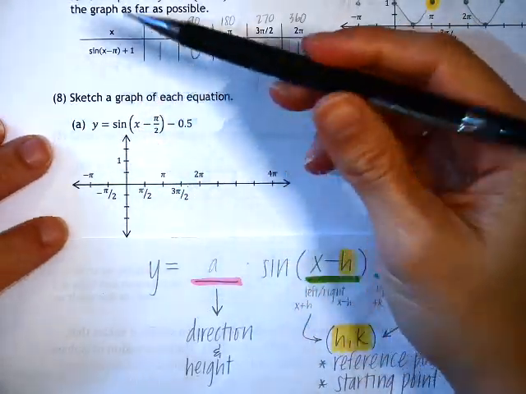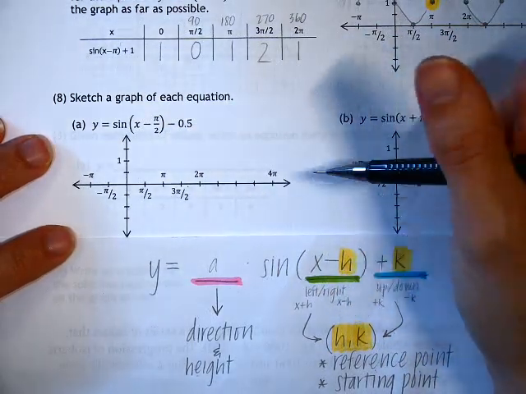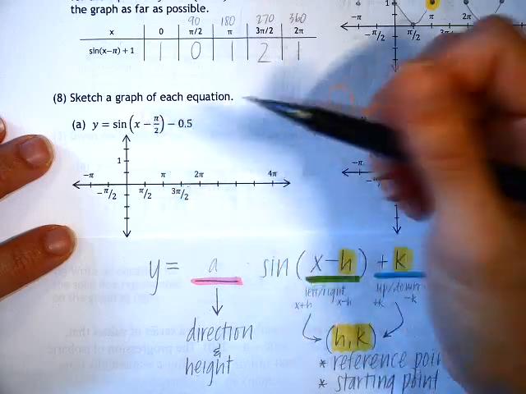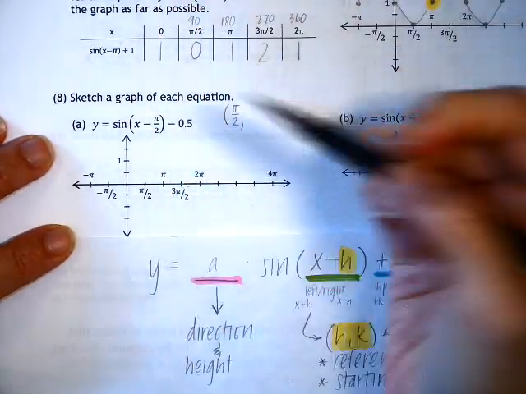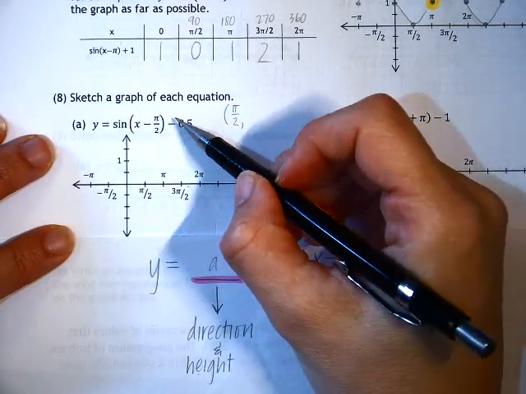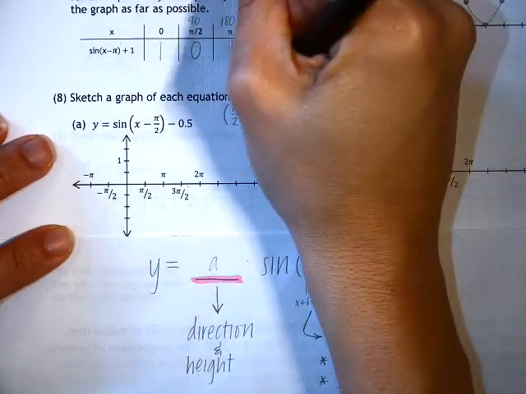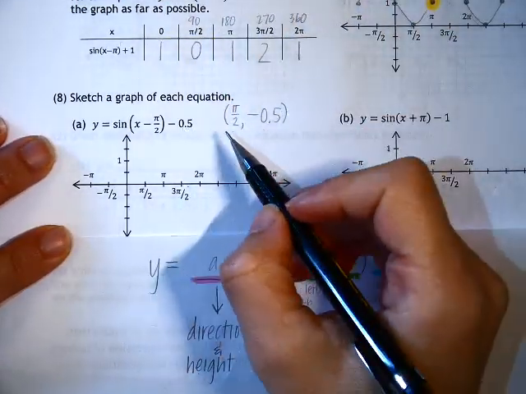In letter A, the first place that I usually want to go is the yellow dot, and that's going to be my h and k. Since this says x minus pi over 2, that implies the x coordinate of my starting point will be positive pi over 2. Again, always the opposite of what we expect. The y coordinate tells me negative 0.5. Not what I'm supposed to take as is.